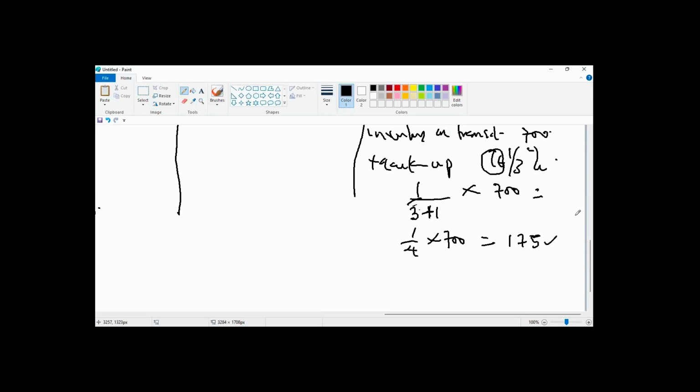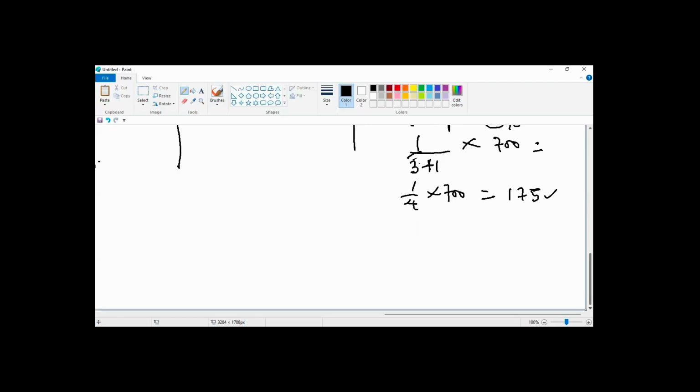Yeah, exactly. 175. What are we going to do to the 175? Who is the seller? The subsidiary is the seller. I will debit the seller's account to eliminate it, minus. Then I'll credit consolidated inventory.